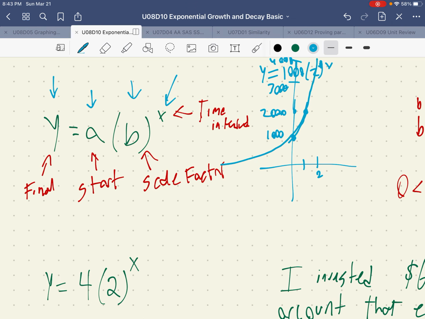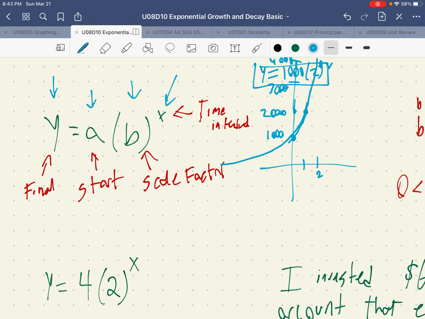We can go back in time as well. Maybe this is the value of some item and it doubles in value every year. If you go back in time, it should also be losing value every year as well, which should make sense. But this is an example of exponential growth.